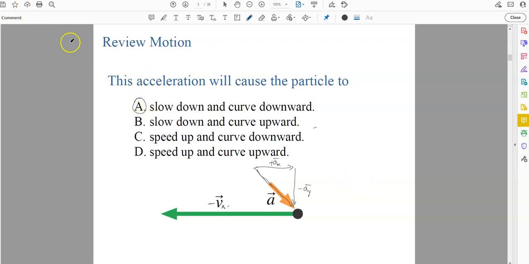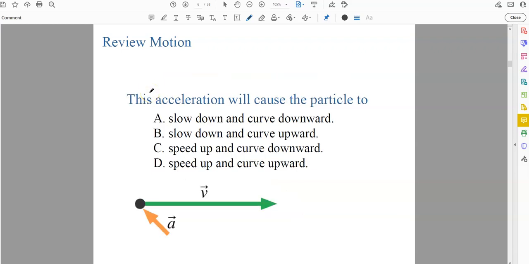All right, well, how do you feel about that? Was that a good review? Well, here's the last one for you. I want you to pause the video and try this out. And this time, I'm just going to give you the answer to it. But pause the video, try it out on your own. Split that acceleration vector into its vertical and horizontal components and see how those add to the velocity vector or turn the velocity vector. So please pause the video now.